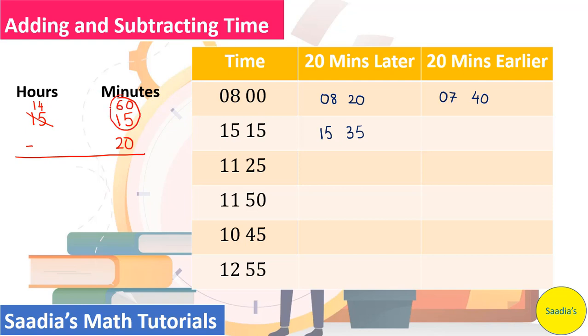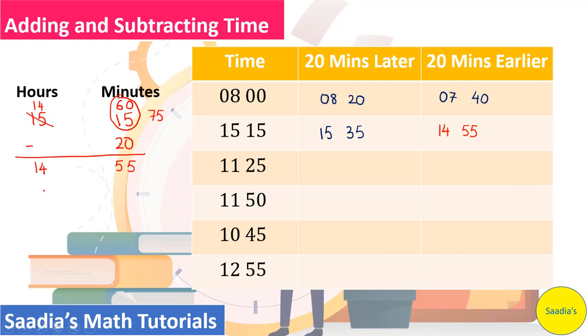Now add these two numbers. 60 plus 15 is 75. So we have to subtract 20 minutes from 75 minutes. Now 5 minus 0 is 5 and 7 minus 2 is again 5. So we have 14 hours and 55 minutes.